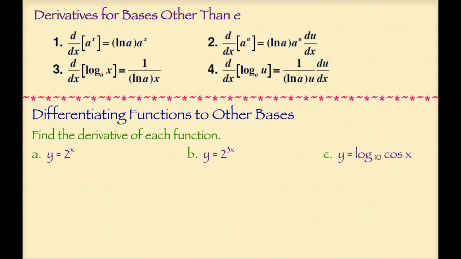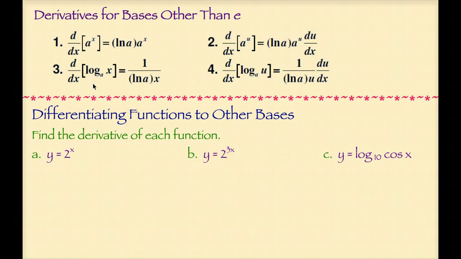Now for the calculus. Derivatives for bases other than e. The derivative of a to the x is equal to natural log of a times a to the x. So this does have the self-replicating property that e to the x does, but it's joined by the coefficient natural log of a. Similarly, the derivative of a to the u, where u is a function of x, will be natural log of a times a to the u, but then times the derivative of u.